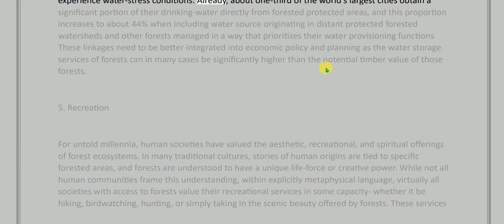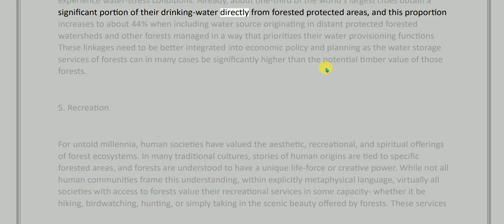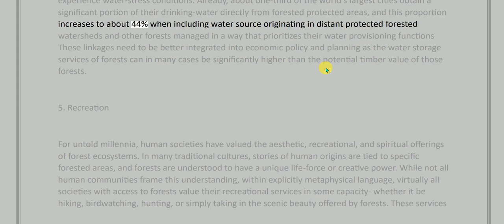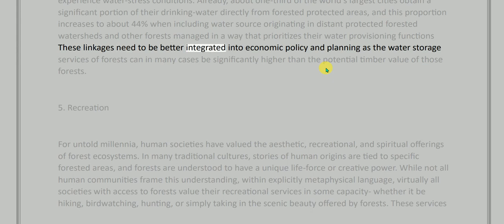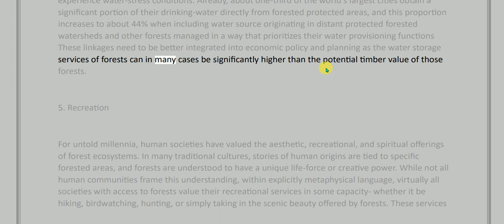Already, about 1/3 of the world's largest cities obtain a significant portion of their drinking water directly from forested protected areas, and this proportion increases to about 44% when including water sources originating in distant protected forested watersheds and other forests managed in a way that prioritizes their water provisioning functions. These linkages need to be better integrated into economic policy and planning, as the water storage services of forests can in many cases be significantly higher than the potential timber value of those forests.